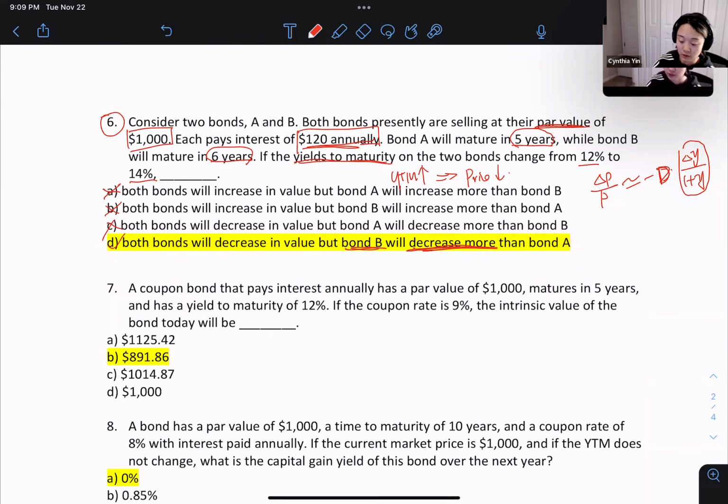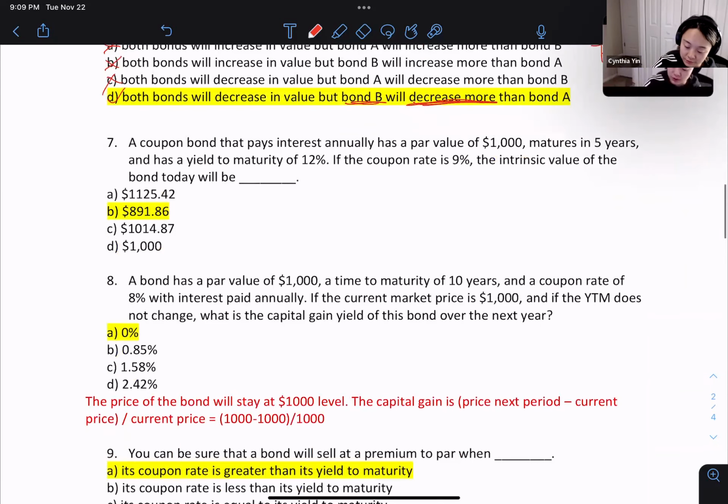Okay, let's look at question 7. A coupon bond that pays interest annually has a par value of $1,000, matures in 5 years, and has a yield to maturity of 12%. If the coupon rate is 9%, the intrinsic value of the bond today will be what? This is a very simple question. It's literally just a plug in the formula. Which formula do we use?